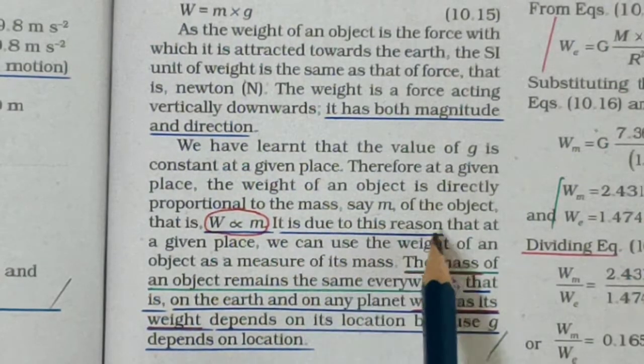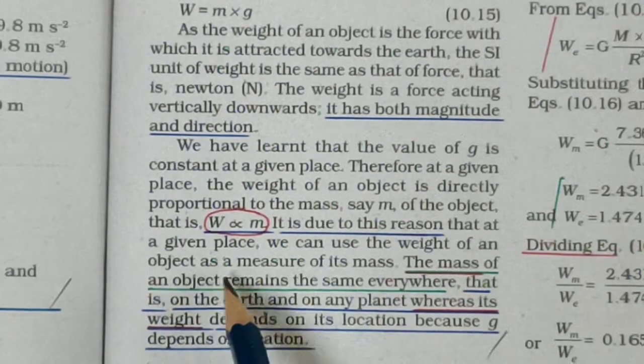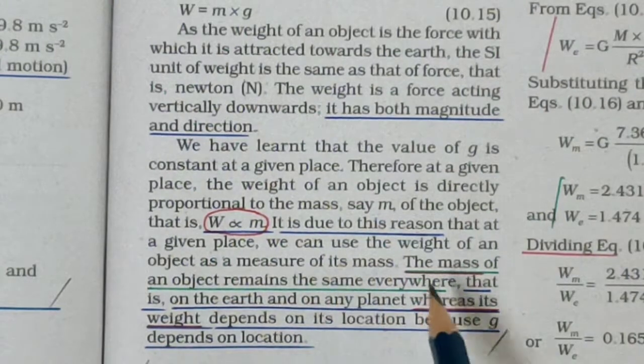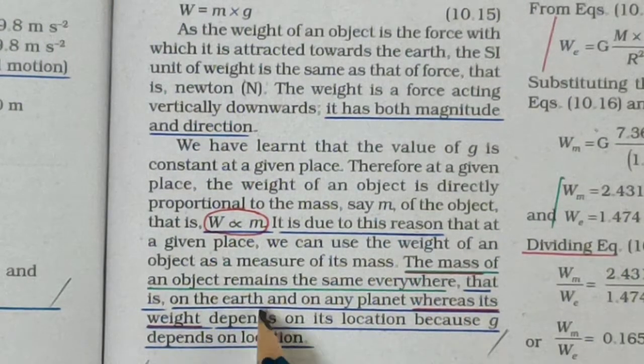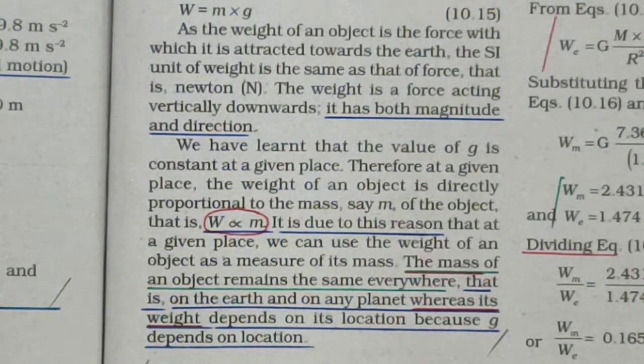It is due to this reason that at a given place we can use the weight of an object as a measure of its mass, because we have taken gravity as constant. The mass of an object remains the same everywhere, that is, on the earth and on any planet, whereas its weight depends on its location, because g depends on location.